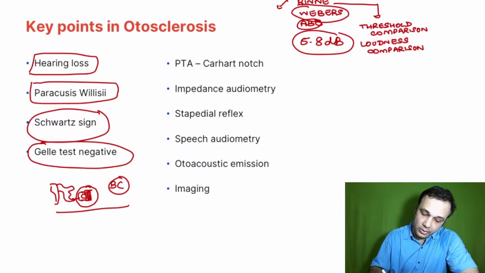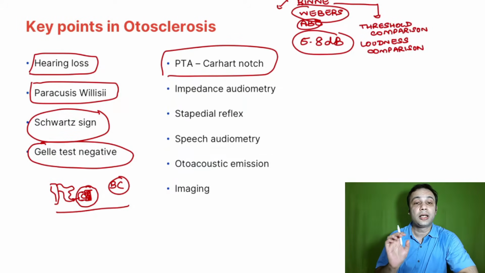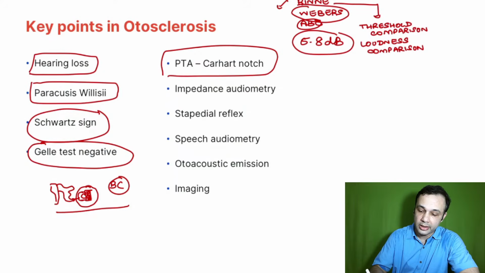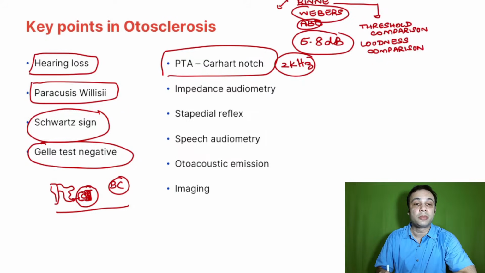So now let's come to pure tone audiometry. You see a Carhart's notch on pure tone audiometry. That is a dip at 2 kilohertz. A dip at 2 kilohertz is something that you see in otosclerosis.